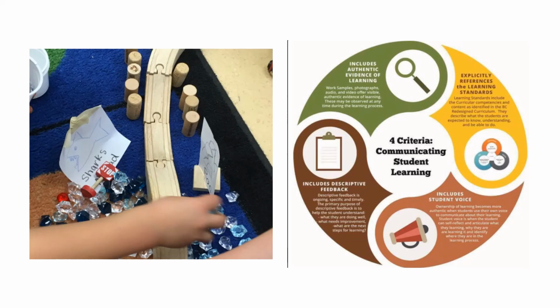We can use our observations of our learners from free play and making sure that we have all 4 criteria for the communicating student learning. So we have that piece of authentic evidence from that moment we've collected. We have our descriptive feedback in the conversation that we have with the child, and that is where we can include the student voice as well. You may have other samples or additions of student voice from your observation. And then we are explicitly referencing the learning standards from our curriculum as well. And FreshGrade makes this quite easy to do.